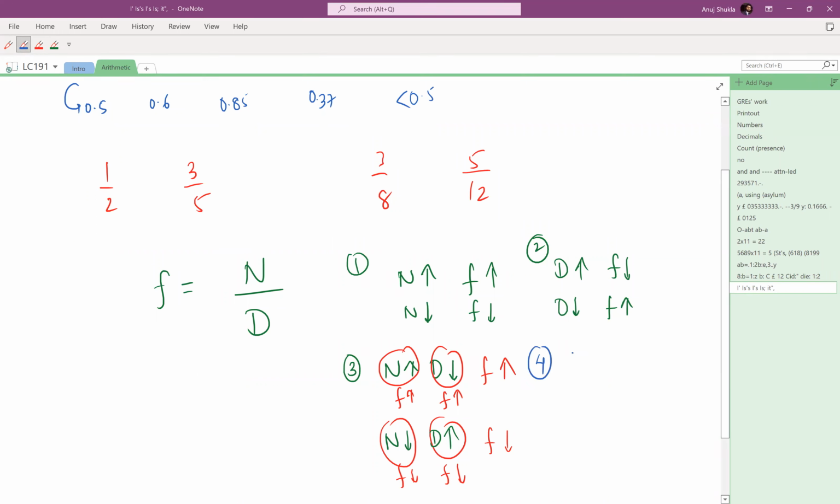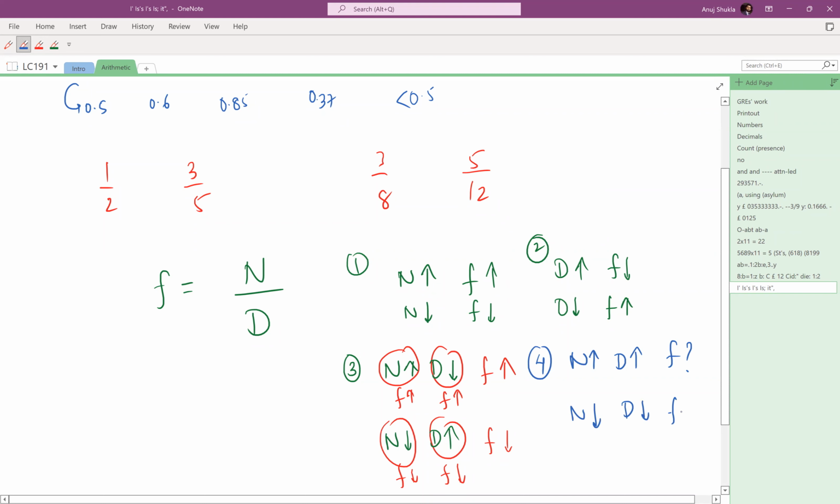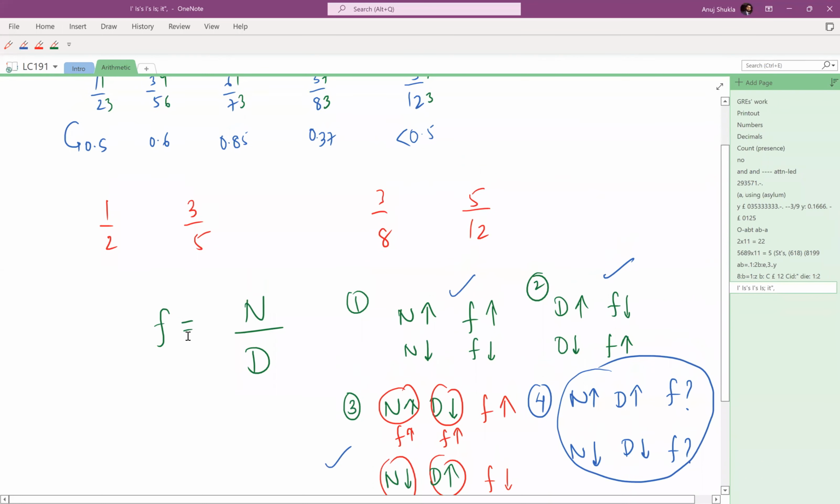What will happen when the numerator increases and the denominator also increases? What will happen to the fraction? And when the numerator reduces and the denominator also reduces, what will happen to the fraction? This is the most important case. We'll see this case after 5 minutes. First, you understood all these three cases. This is clear, and this one is also clear. Yes or no? Yes, sir. Okay. Can we apply these things now? Let me see.